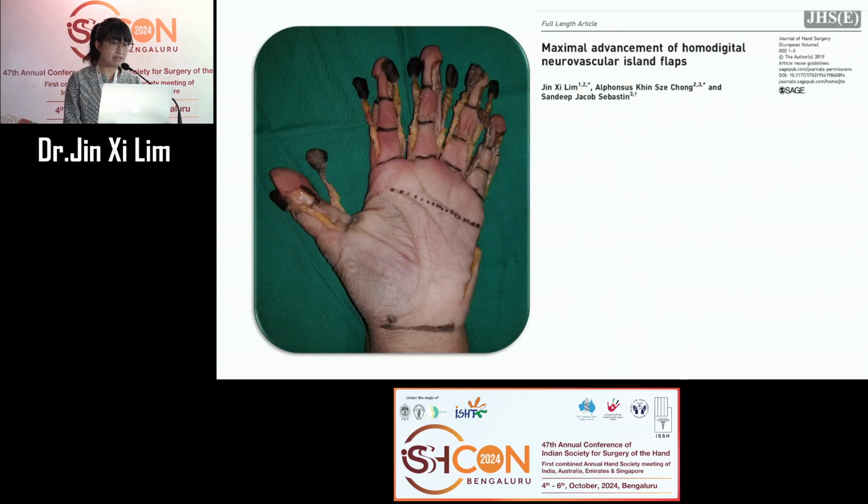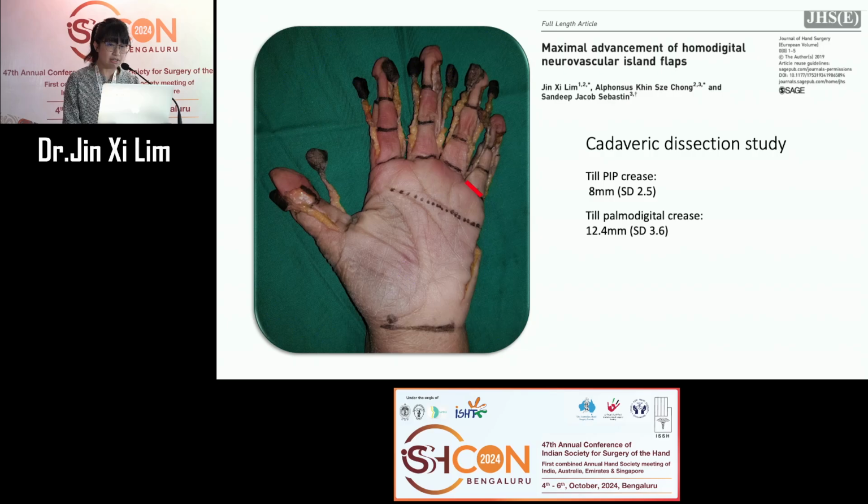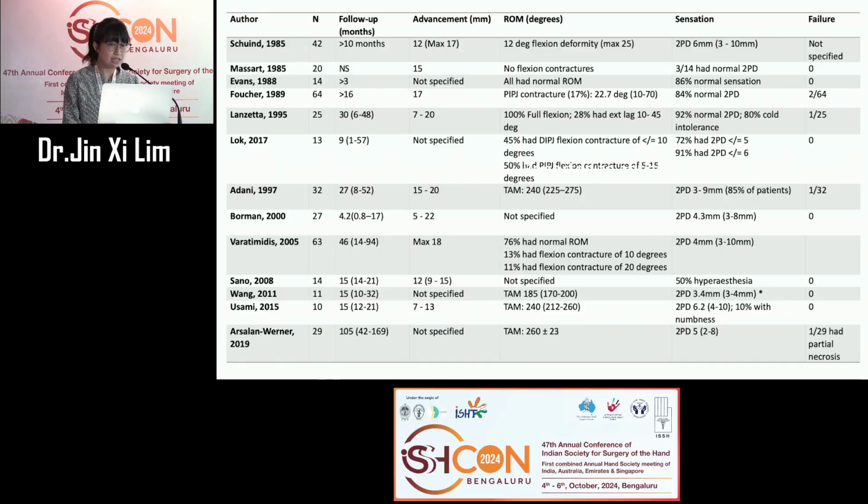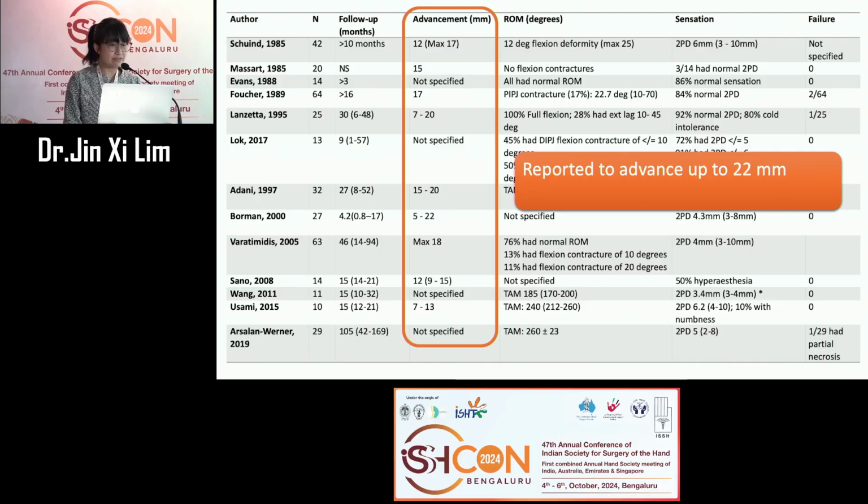In my own cadaveric study, I found that the advancement is 8 mm when we dissect until the PIP crease, 12 mm when done till the palmodigital crease, and if we divide the adjacent digital artery, it will give about 3 mm more advancement, and then 3 mm more when we dissect all the way to the arch. In a review of the literature, I have found that this flap was reported to be able to advance up to 22 mm.